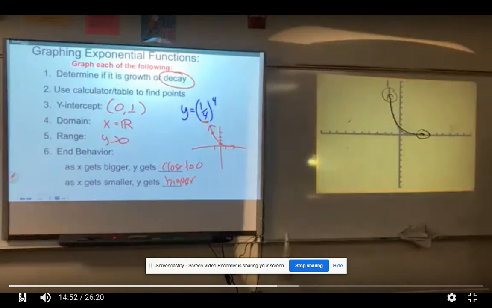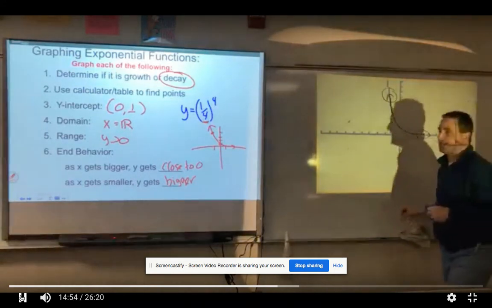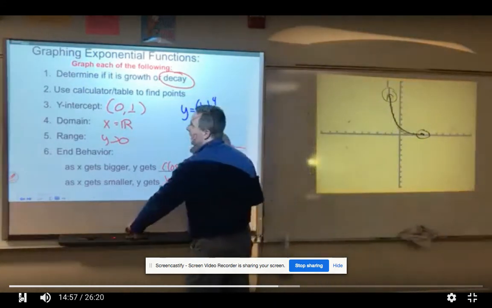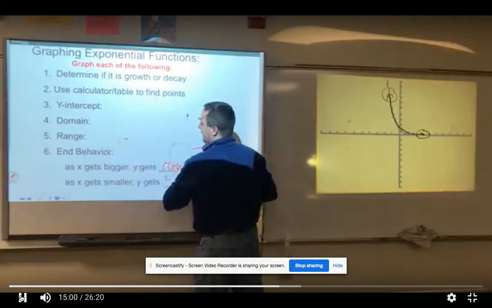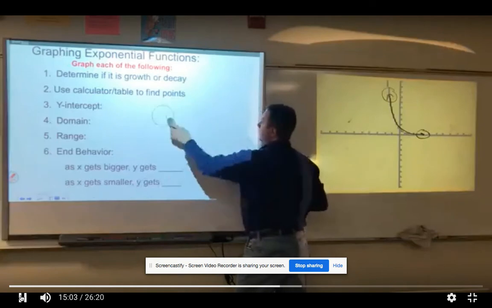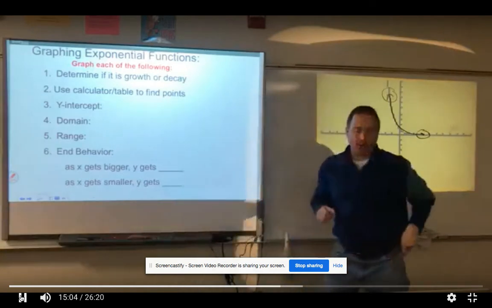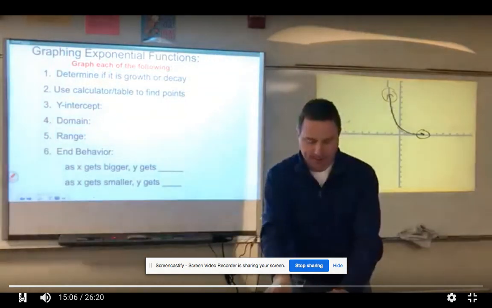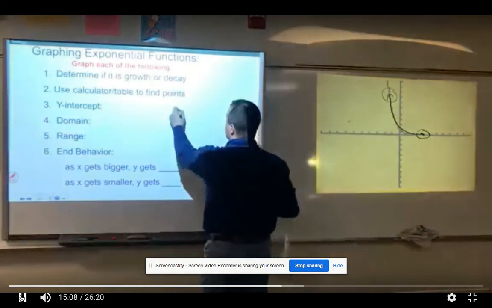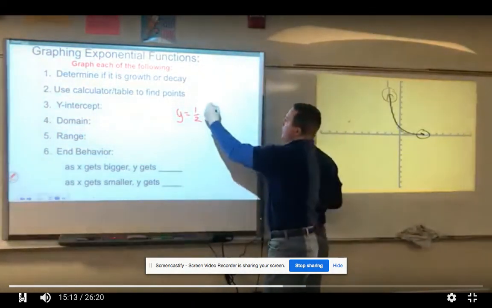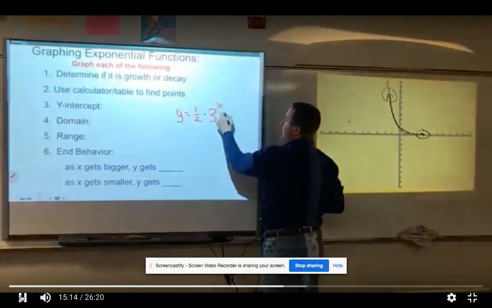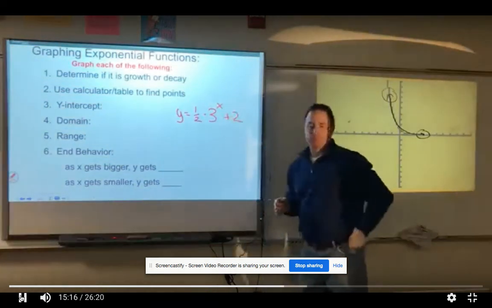I got one last one we're going to try, and it's a little bit different. Here's my last one that I'd like to try. What if I had this? Y equals 1/2 times 3 to the x power plus 2.